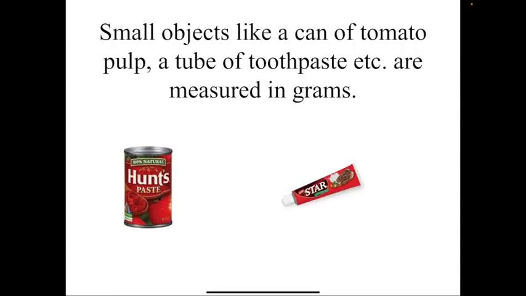Small objects like a can of tomato pulp, a tube of toothpaste, etc. are measured in grams because they are lightweight. So they are measured in grams. Gram is a smaller unit of measuring weight.